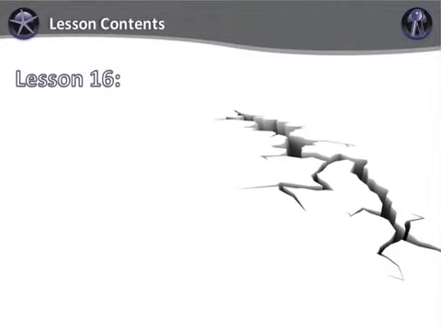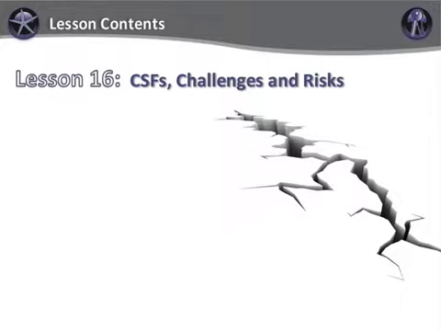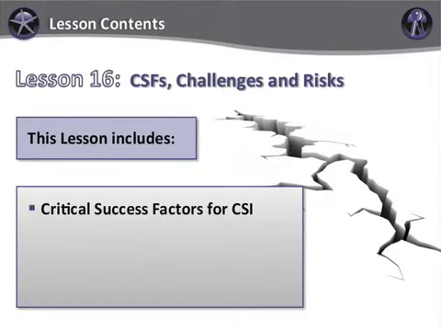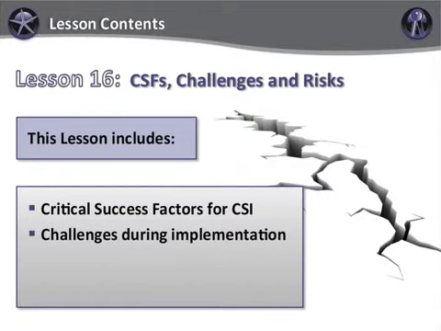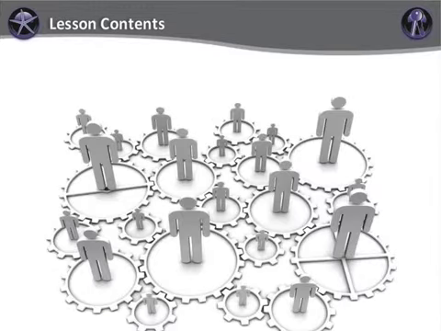Lesson 16 looks at the continual service improvement critical success factors, challenges, and risks. Here, we will look at the critical success factors for continual service improvement and some of the challenges the organization may face when implementing continual service improvement. Finally, we will look at risks and the value of continual service improvement to the business.